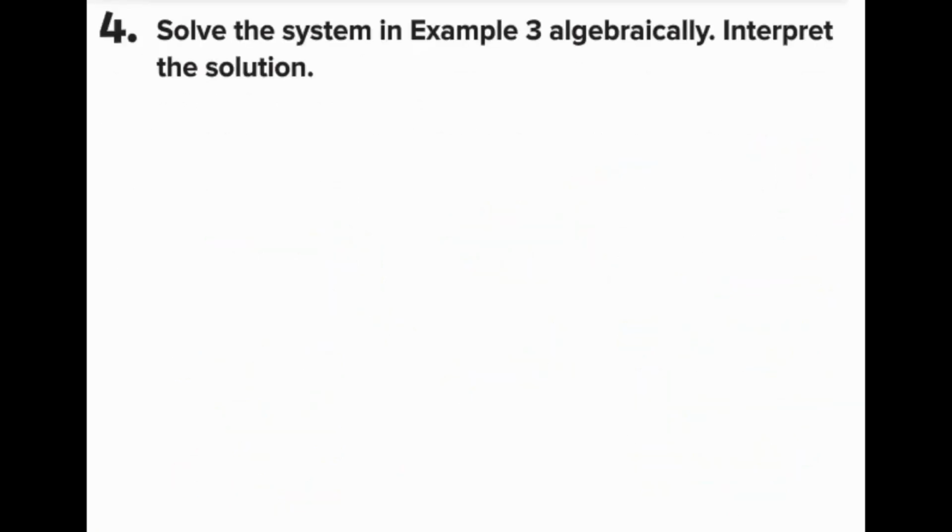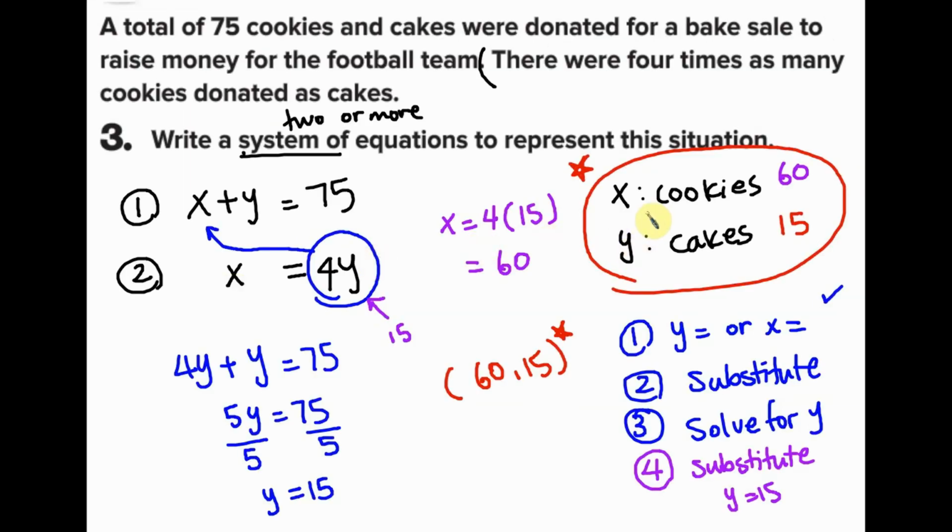I accidentally did number 4 as well as number 3. So when number 4 was asking, solve the system in number 3 algebraically and interpret the solution, it's right here. So x was representing the cookies where you had 60 total. And the y was cakes that you have 15.